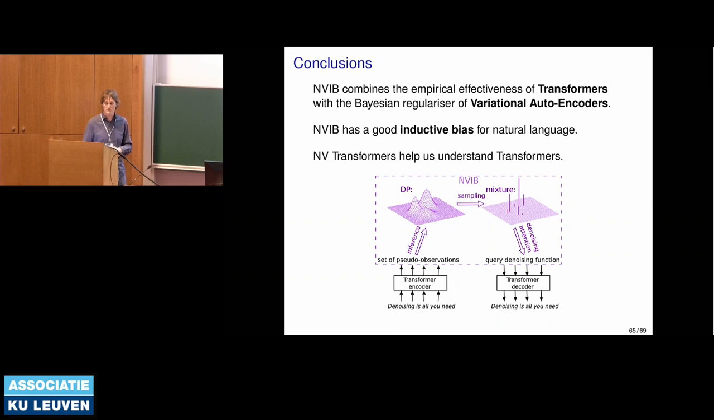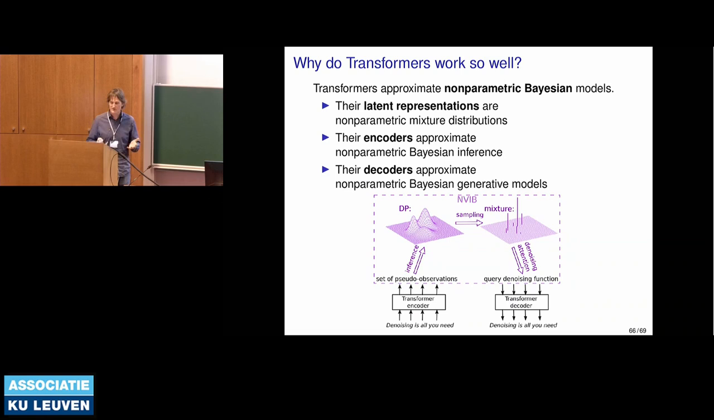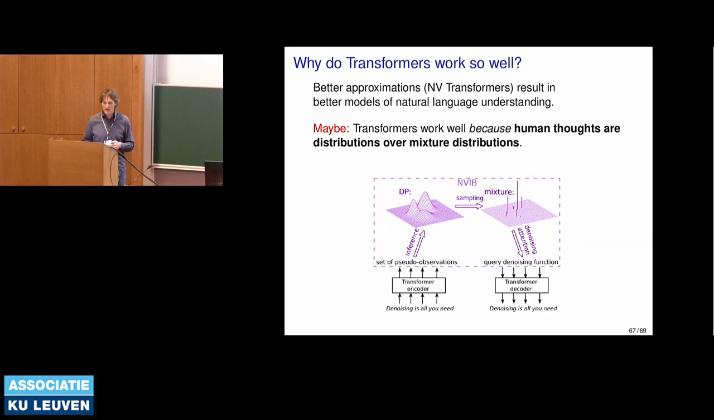Also, this version of transformers helps us understand the transformers we all know and love. So based on that understanding, why do transformers work so well? Well, because they're approximating non-parametric Bayesian inference, right? The latent representations are non-parametric mixture distributions. The encoder is doing non-parametric Bayesian inference of those mixture distributions, and the decoder is a non-parametric Bayesian generative model. We also have suggestive results that better approximations lead to better models of natural language empirically.